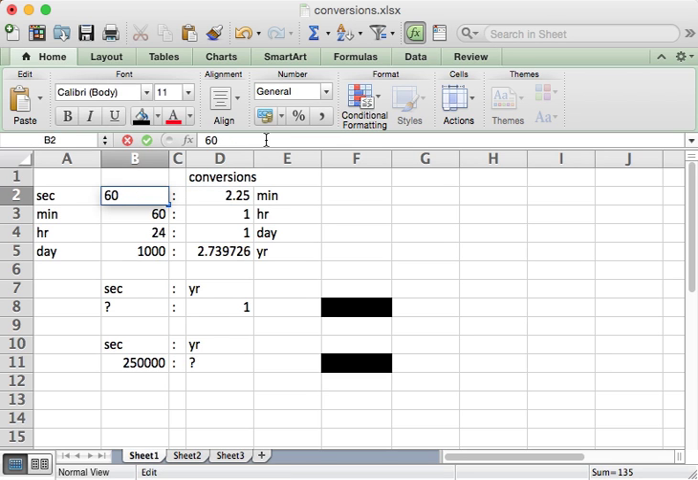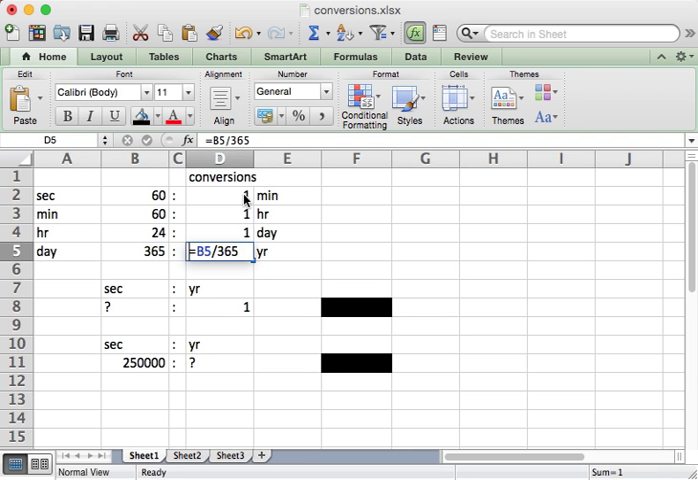For now, I'm going to go back and just change this to what we had originally, 60, 1 minute, 365 days for every 1 year. Okay, just so I don't have a bunch of formulas messing me up.